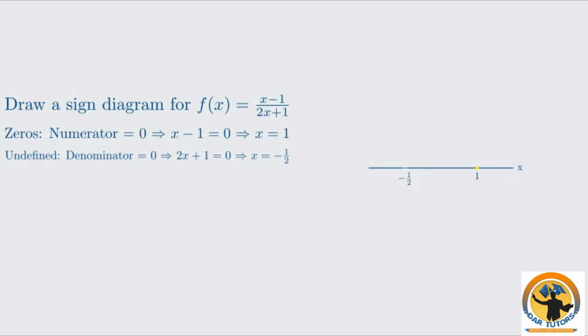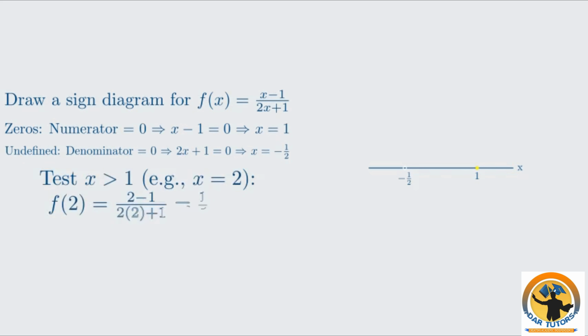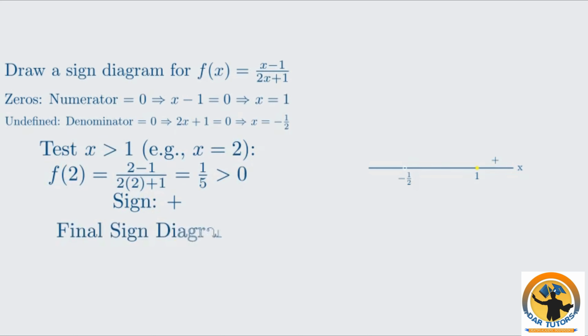Now, let's test the intervals. The factors x minus 1 and 2x plus 1 both have odd powers, so we expect the sign to alternate. Let's test a value greater than 1, say x equals 2. f of 2 is 1 over 5, which is positive. So we put a plus sign in this interval. Since the signs alternate, the interval between negative 1/2 and 1 must be negative, and the interval less than negative 1/2 must be positive.